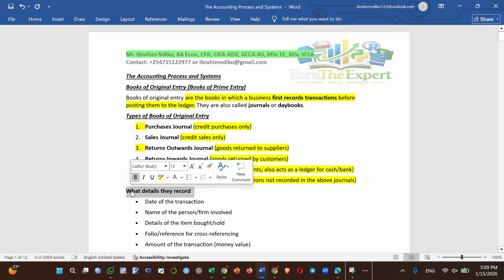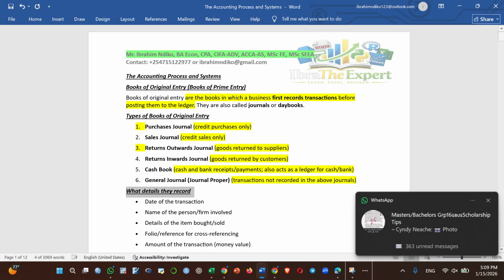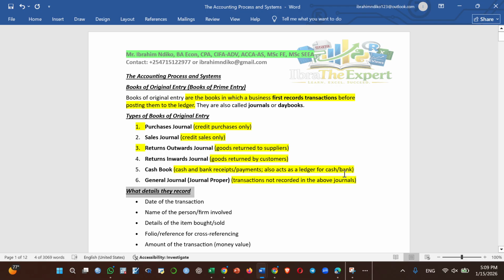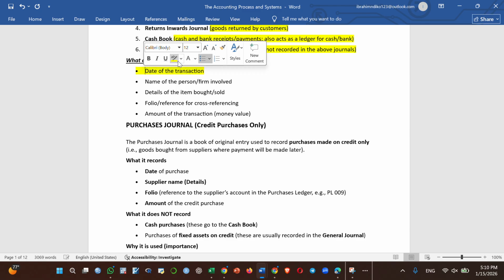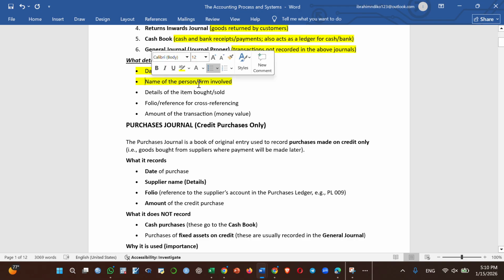Good. So let us see what details to record when using this book of original entry. Number one, we are supposed to record the date of transaction. This one is very important. We also need to record the name of the person involved, though it is not so necessary. But if it's the supplier, we need to say who the supplier is. Is it Kamau? Is it Joseph? So the name of the person involved, either through payment or receiving, or through purchase or sales of goods.